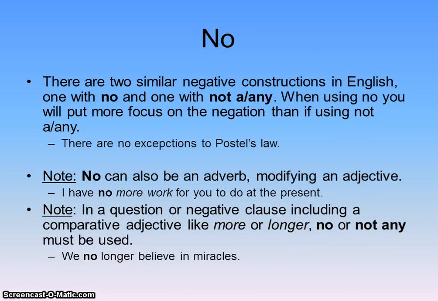There are two similar negative constructions in English, one with no and one with not a or any. When using no, you will put more focus on the negation than if using not a or any. There are no exceptions to Postel's law. Note that no can also be an adverb modifying an adjective. I have no more work for you to do at the present.